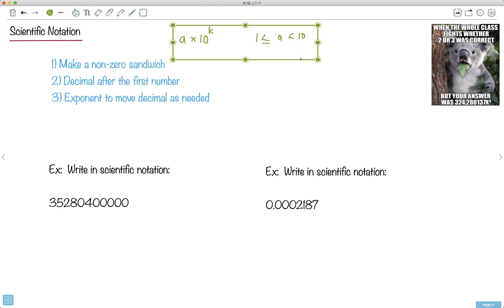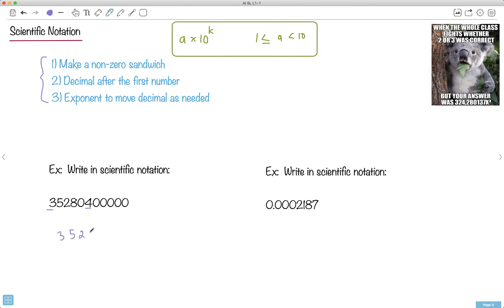So how can I actually do this? This is something that causes people problems sometimes. That's why I wanted to show you. So first of all, we're going to do this little trick I taught you just now called making a non-zero sandwich. What do I mean by that? Look at the leftmost non-zero number, look at the rightmost non-zero number, and count them all. In this case, let's see here. 3 is the leftmost one, 4 is the next one. I need all the numbers there. So I need a 3, a 5, a 2, 8, 0, and 4. I need all of them.